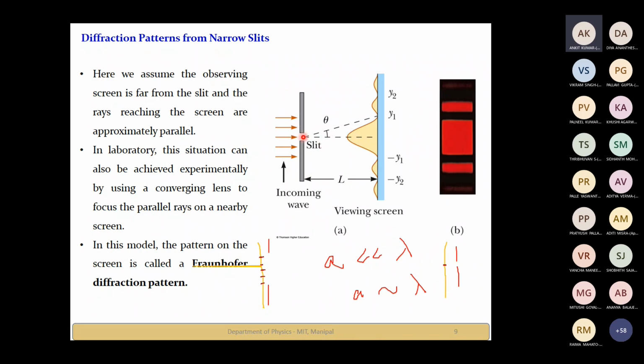A wavefront is approaching. The width of the slit is comparable to the wavelength of light, and in that case, the larger portion of the wavefront occupies here, and the waves originating from the same wavefront produce a diffraction pattern on the screen. And if you notice over here, the intensity pattern varies. As I was mentioning earlier, we can achieve this by using the converging lens, which focuses the parallel rays on a nearby screen. So this single slit pattern is what we call a Fraunhofer type of diffraction.